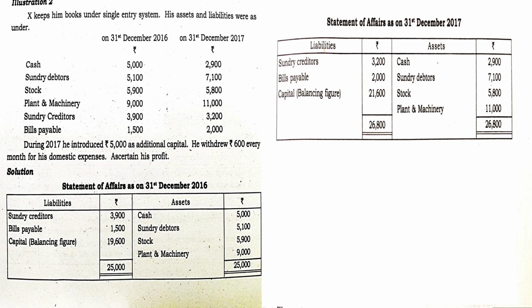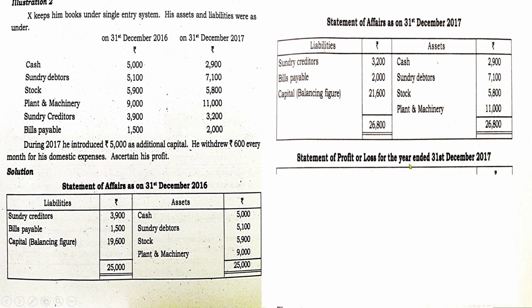Once you have found out the opening capital and closing capital, next you have to prepare a statement of profit and loss for the year ended 31st December 2017. Never use the term account because it is a statement. So, statement of profit or loss. It begins with closing capital. Closing capital means capital by the end of the year.